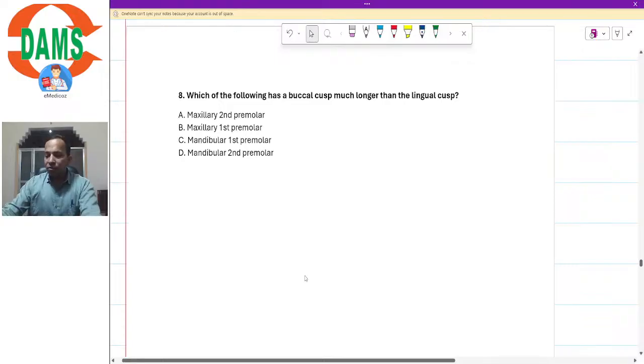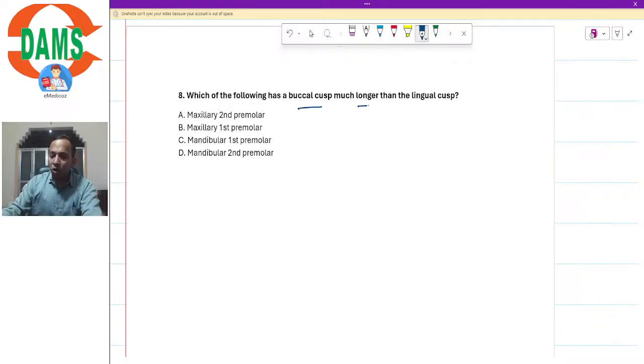So next question, which of the following has a buccal cusp much longer than the lingual cusp? ये भी हमने डिस्कस किया है. एक प्रीमोलर ऐसा है जिसमें बक्कल और लिंगुअल कस्प ऑलमोस्ट सेम साइज के हैं. दूसरा ऐसा है जिसमें बक्कल और लिंगुअल कस्प में बहुत ज्यादा डिफरेंस है. Even the lingual cusp appears rudimentary or non-functional or like a cingulum, isn't it? So which is that tooth? Is it maxillary second premolar or maxillary first premolar, or is it mandibular first premolar or mandibular second premolar? तो इनमें से कौन सा वाला है वो? It is the mandibular first premolar.